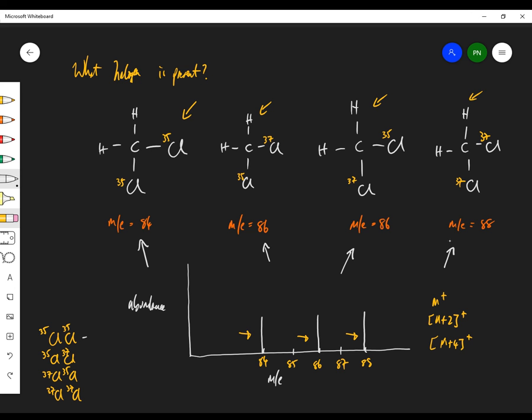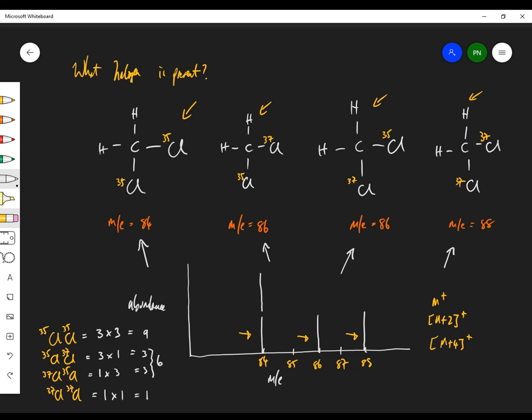So Cl35 and Cl35: the chance of a Cl35 is 3, and the chance of another Cl35 is 3. Remember, it's 3 to 1 for chlorine. 35 is 3, 37 is 1. Chance of a 37 is 1, chance of a 35 is 3. Chance of a 37 is 1, chance of another 37 is 1. So this is 9, this is 3, this is 3, and this is 1. These two are the same mass, so this adds up to 6.